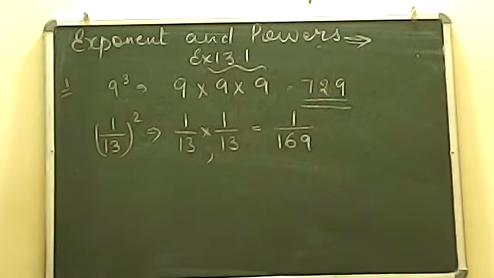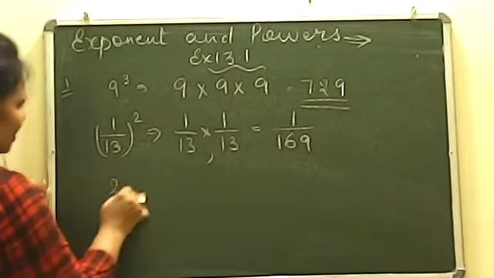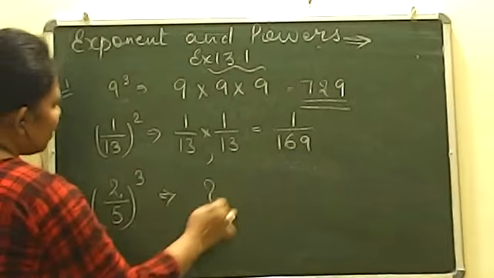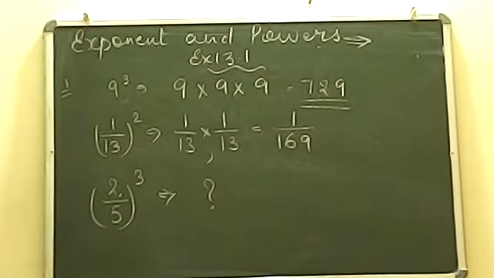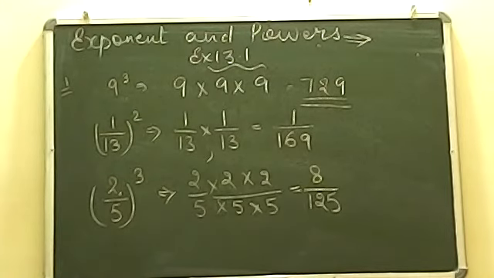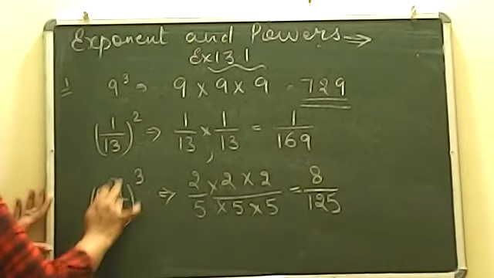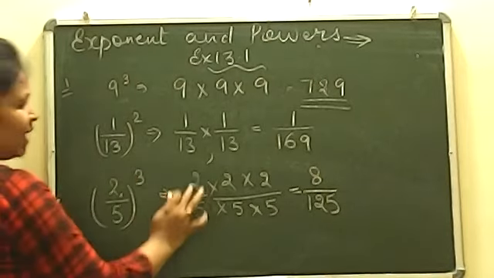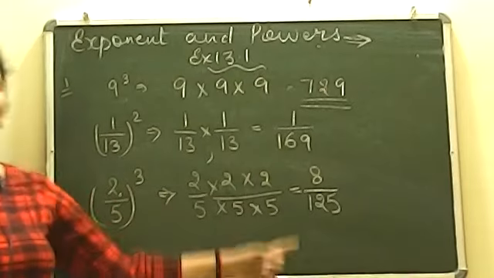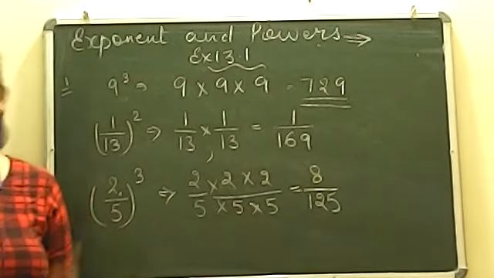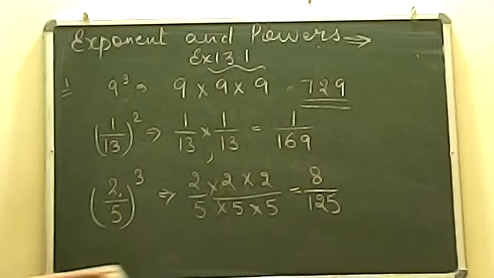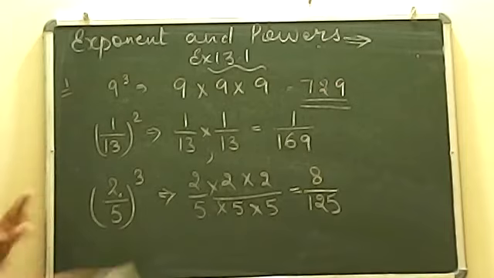Now I am going to give you a question. Just a second, beta. 2 by 5 to the power 3. Students, please solve it. Always remember, you don't multiply 2 with 3. You just simply multiply the same number with itself only. So it means अगर आप 8 upon 125 बोलते हो तो the answer will become wrong in that case. ठीक है? So the answer should be 8 upon 125. It should not be 6 by 15.